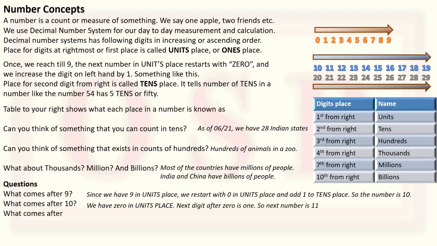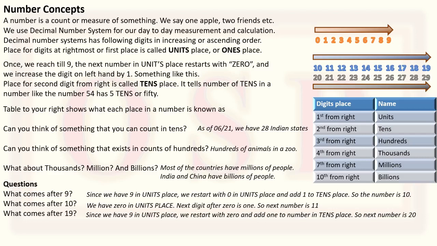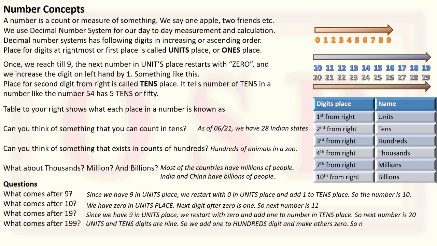Now what comes after 19? Again, same as the first question. Think about it. Now since we have 9 in units place, we restart with 0 and add 1 to the number in tens place. So the next number is 20. Now what comes after 199? Little tricky. Think about it. Now units and tens digits are 9. So we add 1 to hundreds digit and make others 0. So the next number is 200.